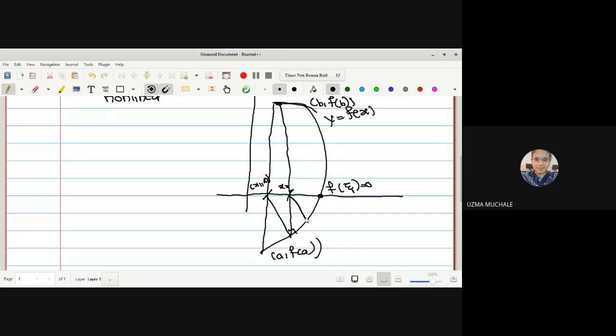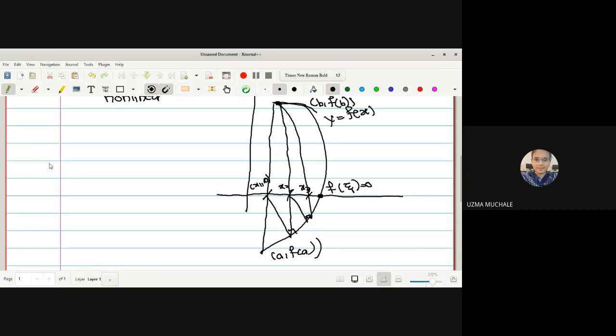Again draw a perpendicular, and again draw a line joining these two points, B, f of B and this one. Okay, and again you will get the next approximation, that is x3. So in this way we have to perform the iteration in such a way that we will reach very near to the root zeta of our equation.